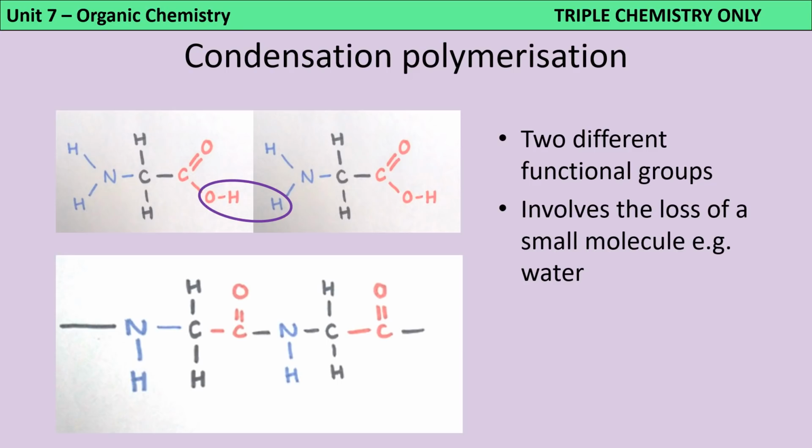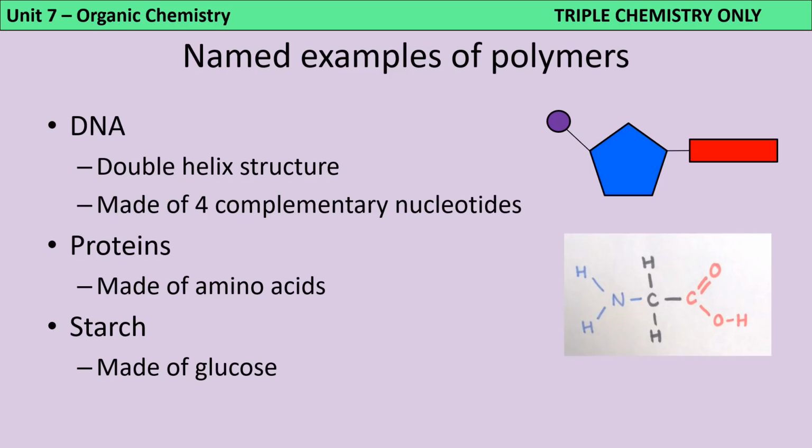The key thing to remember about condensation polymerization is that we always lose a small molecule, and it's very often a water molecule. You need to be able to discuss the structure of three naturally occurring polymers. The first one is DNA, which has a double helix structure and is made of 4 complementary nucleotides. You won't get the mark if you just say it's made of 4 complementary bases. The base is the bit that here is shown in red, which represents the code, but actually the whole monomer is the nucleotide, and we need to be talking about that.